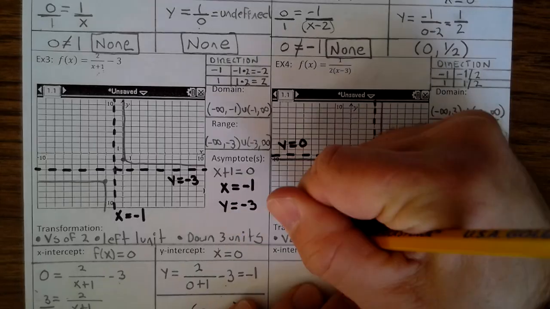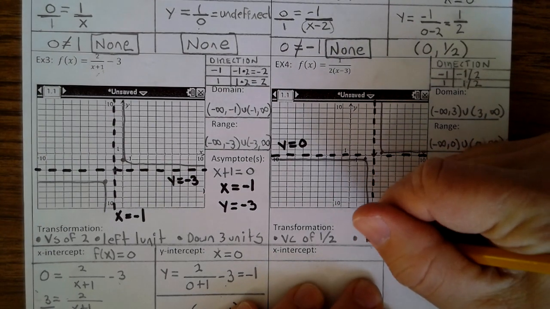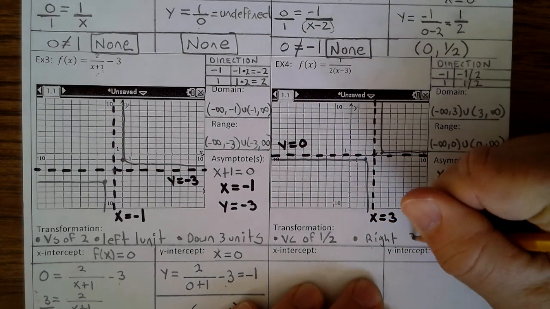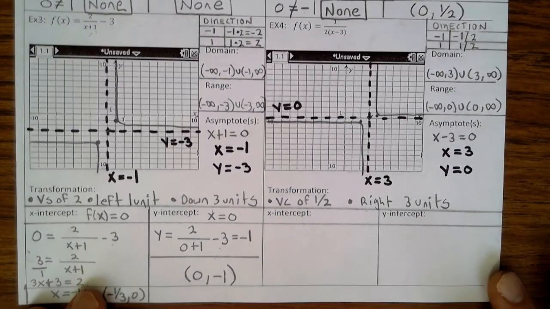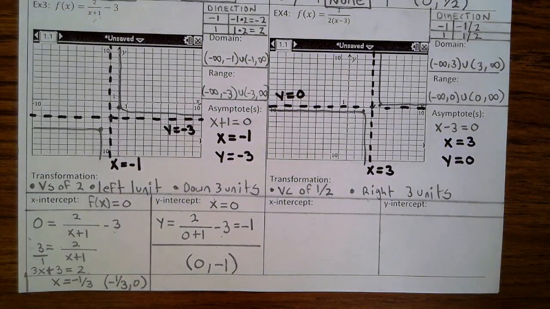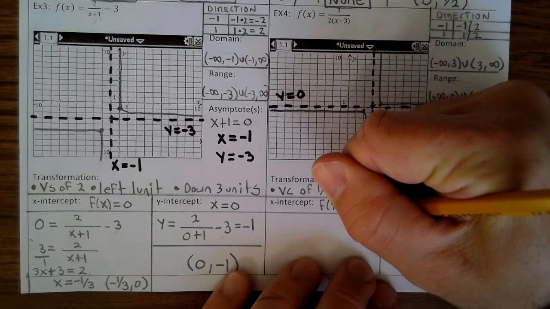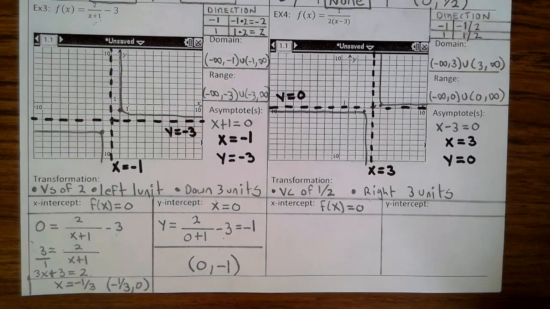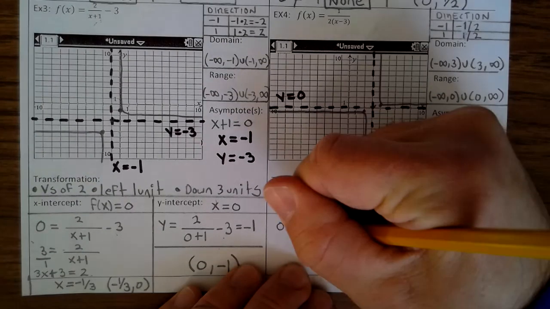Okay. x-intercept is when f of x equals 0. So 0 equals 1 divided by 2 times x minus 3. Well, 0 times that is 0. 1 times 1 is 1, so 0 does not equal 1. So there are none.